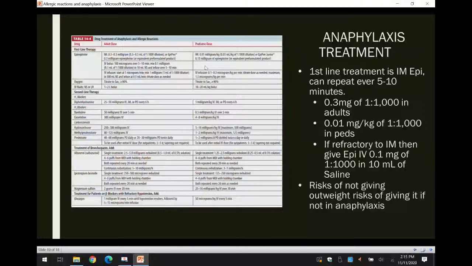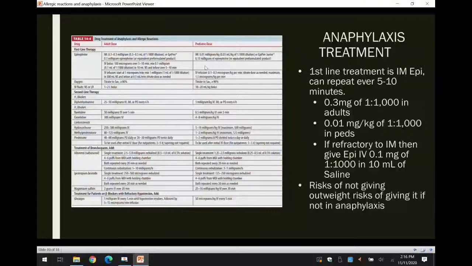So your first line treatment for anaphylaxis is always going to be epi. Now if you're giving it IM, doing the 0.3 milligrams of the 1 to 1,000 for adults, and then it's 0.01 milligrams per kilogram of the 1 to 1,000 for pediatrics. And you can give it IV, but generally they try to reserve IV epi if it's refractory to multiple doses of IM epi, and you can give the IM epi every 5 to 10 minutes as needed if they're still having symptoms, or especially if they're still hypotensive after the initial dose.